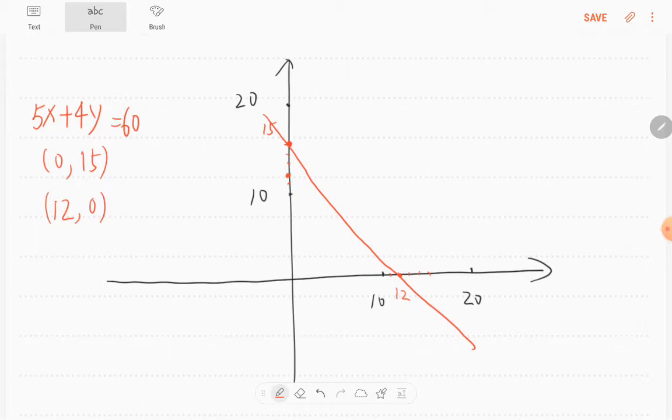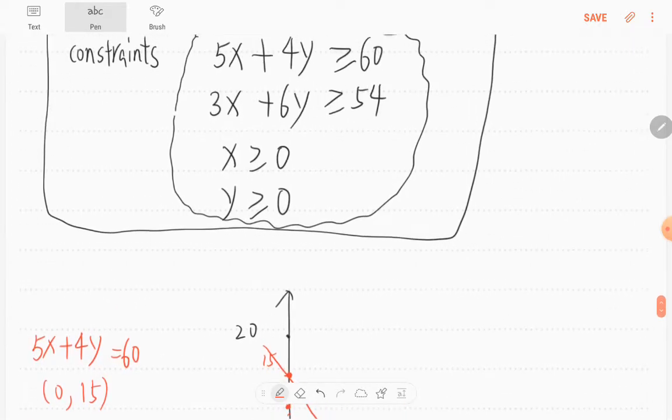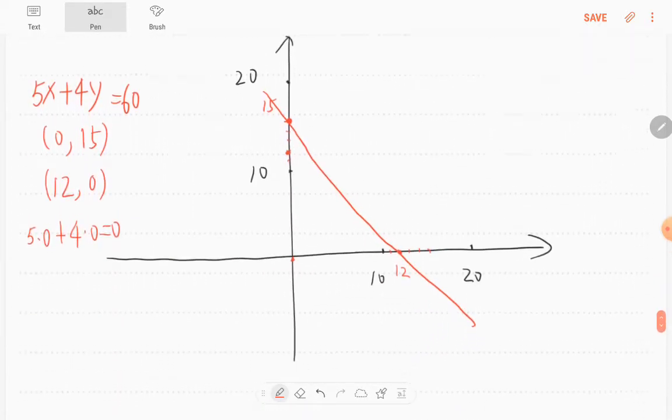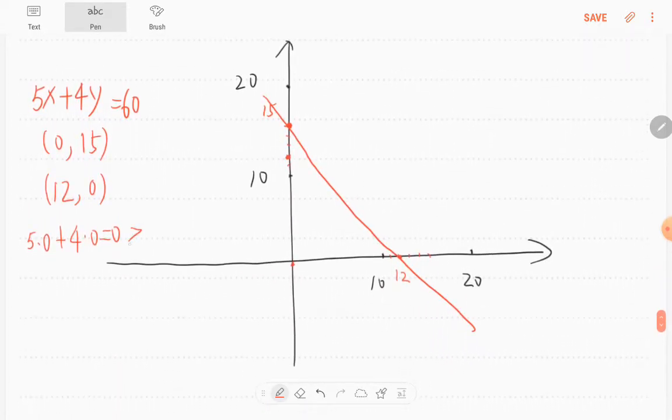So which part? Let's plug in the origin, 0, 0. So 5 times 0 plus 4 times 0 equals 0, which is less than 60, not greater than or equal to 60. So that means the region containing this point should not be it, so it should be above this line.